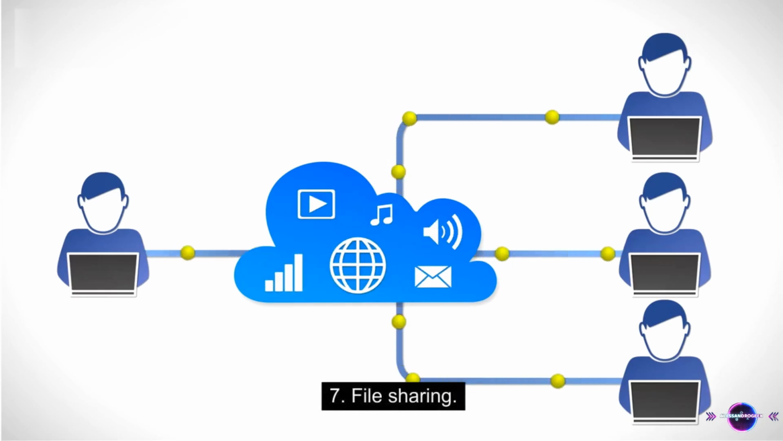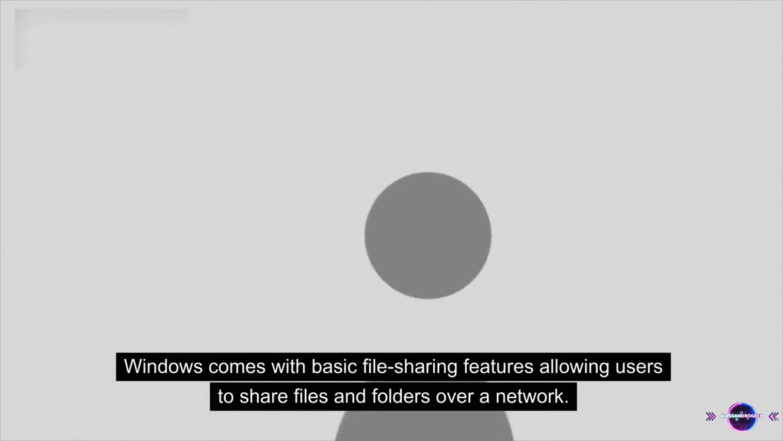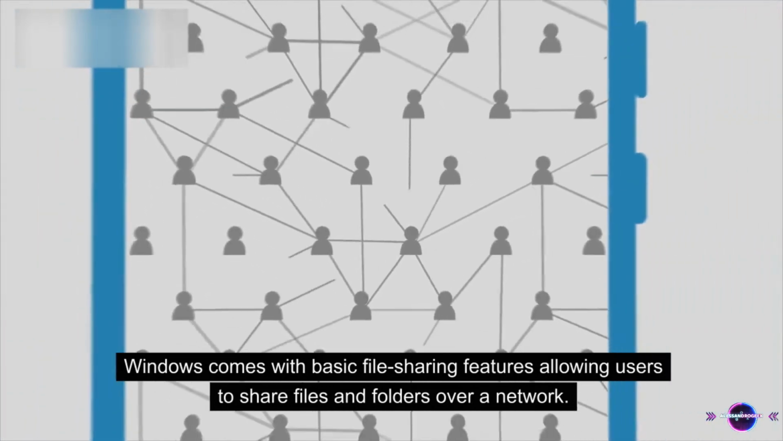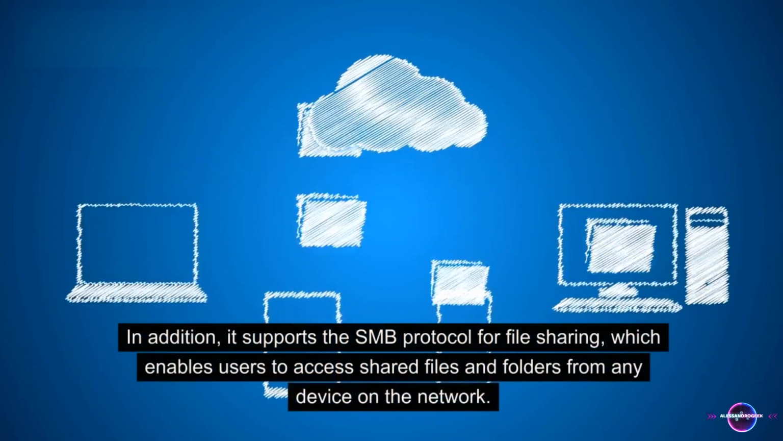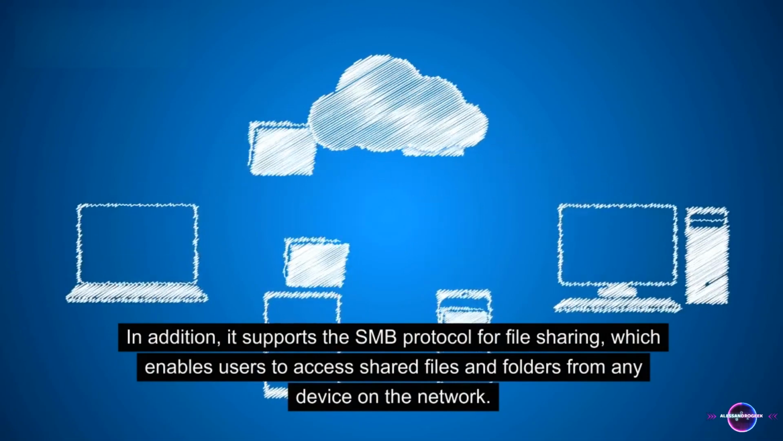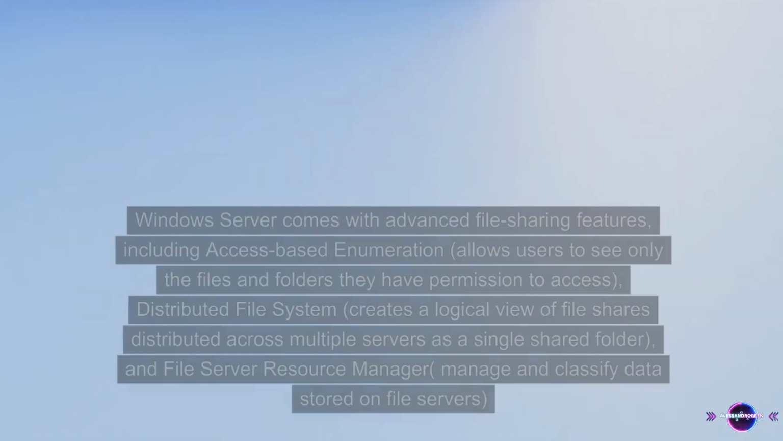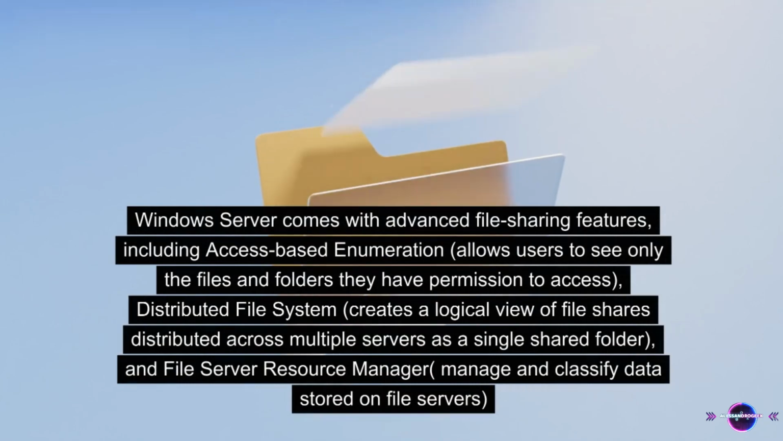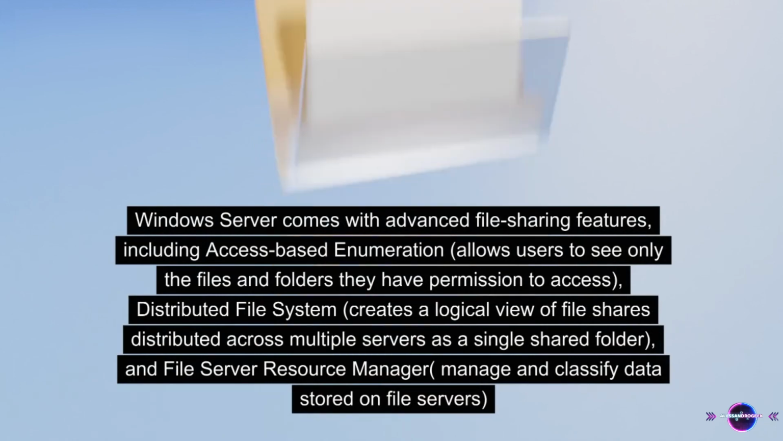7. File sharing. Windows comes with basic file sharing features allowing users to share files and folders over a network. In addition, it supports the SMB protocol for file sharing, which enables users to access shared files and folders from any device on the network. Windows Server comes with advanced file sharing features, including access-based enumeration, which allows users to see only the files and folders they have permission to access.